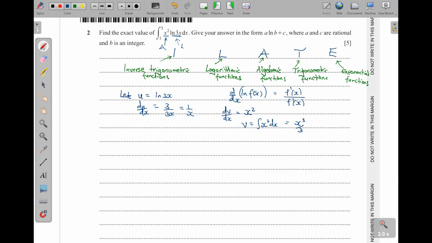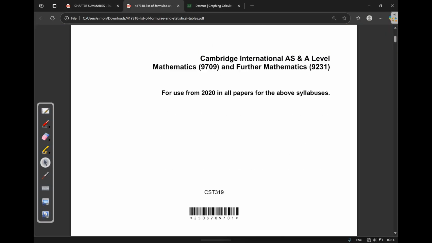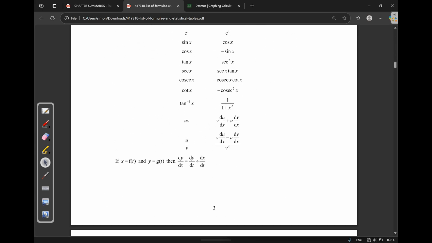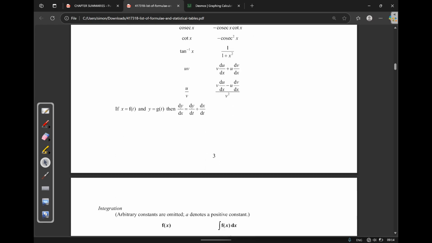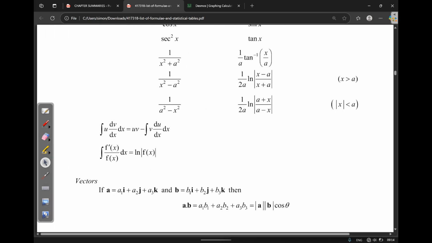Now, in the list of formulae, you are even given this integration here. So this is differentiation, and then the integration is here. You integrate u dv dx, which is equal to now uv minus the integral of v du dx. Okay, so that is what we are going to use here.